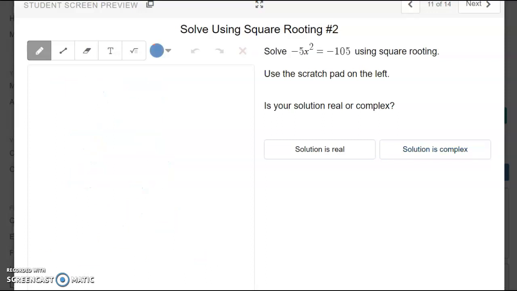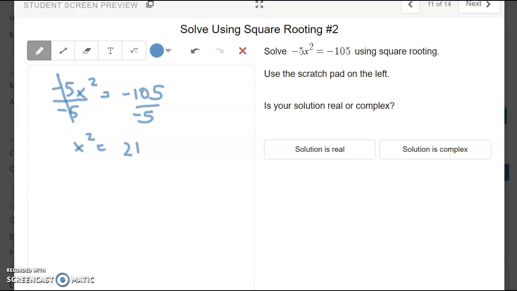Next up, I have negative 5x squared is equal to negative 105. Remember, the easiest way is to use square rooting, but I want it to be x squared. So I want to get rid of everything around x squared. So divide both sides by negative 5. That cancels out and you're left with x squared is equal to 5 goes into 10 2 times, and 21. The negative divided by negative is positive.